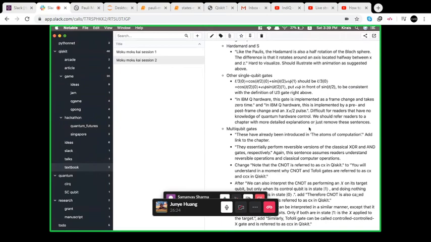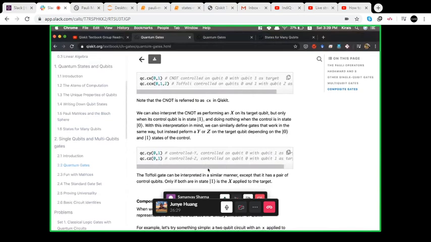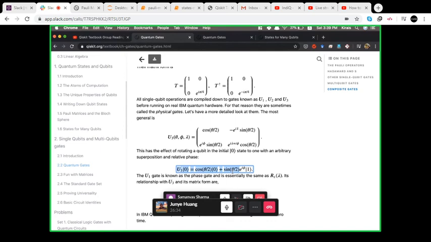And one small thing about the U3 operation. Also just small, but here the coefficient sign is after the e to the i phi, but here it's before. So I think for a beginner, maybe it's a bit confusing to see the matching.